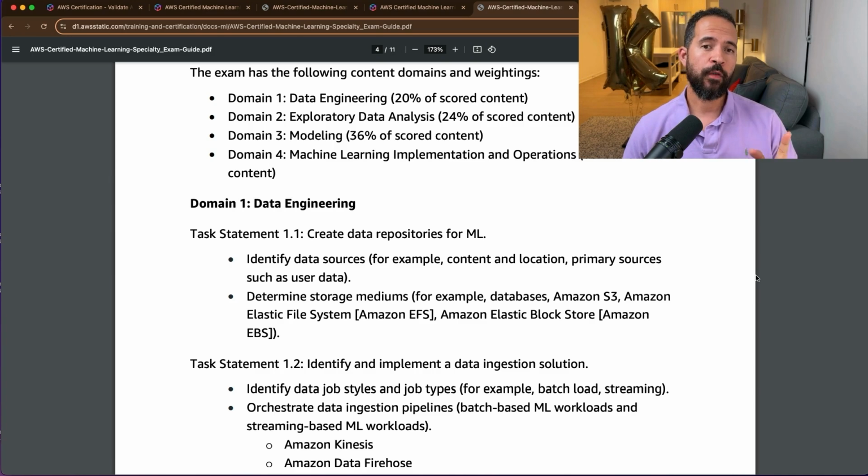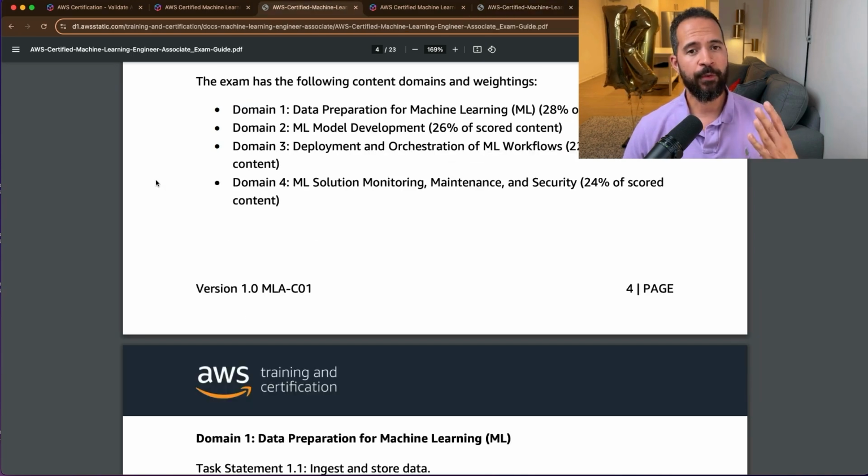Now let's jump back over to the Machine Learning Engineer Associate certification so we can take a look at the domains there. We also have 4 domains in the Machine Learning Engineer Associate certification. Domain 1 is data preparation for machine learning, worth 28% of scored content. Domain 2 is machine learning model development, worth 26% of scored content. Domain 3, deployment and orchestration of ML workflows, worth 22% of scored content.